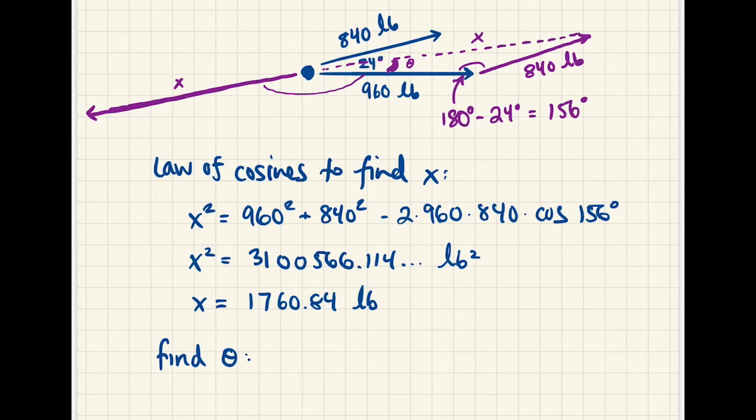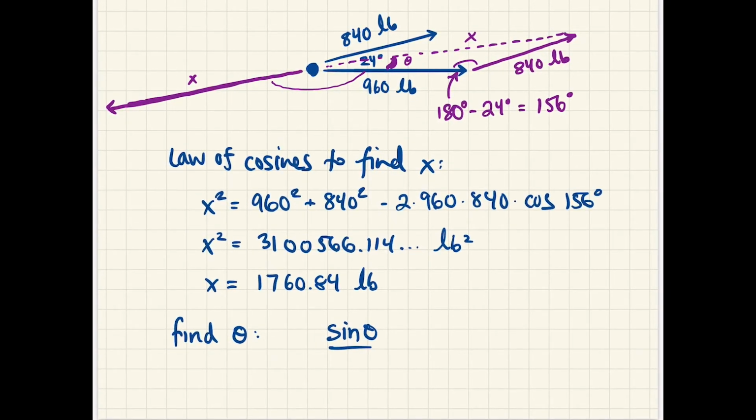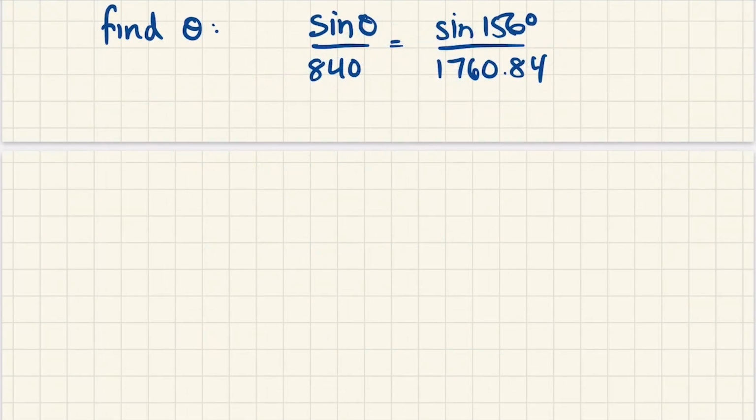So we can see that sine of theta divided by its opposite side, which is the 840, is equal to the sine of 156 divided by its opposite side, which is that x we just found, 1760.84. This is, of course, using the law of sines. So now we'll just solve for sine of theta and then take the inverse sine.